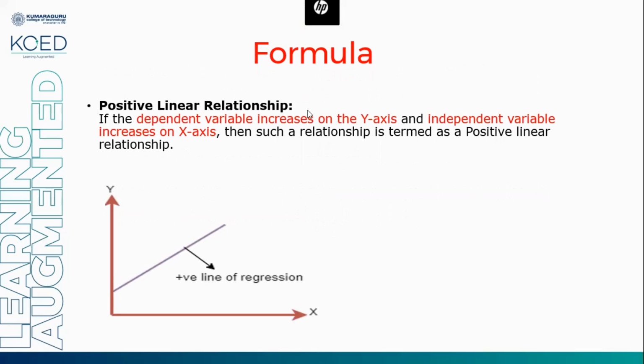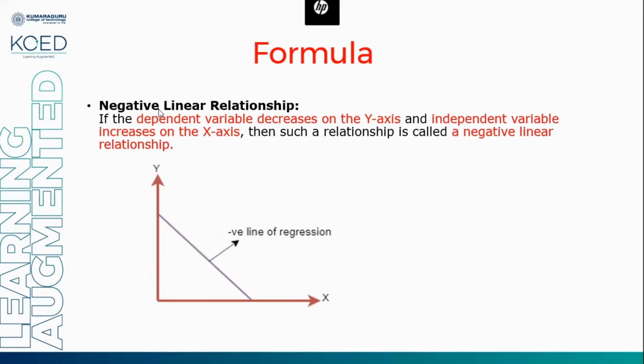A positive linear relationship is when the dependent variable increases on the y-axis and the independent variable increases on the x-axis. The slope goes upward like this, starting from the smaller x and y values equally. Every point gets plotted, and we get a slope. That slope is known as a positive line of regression.